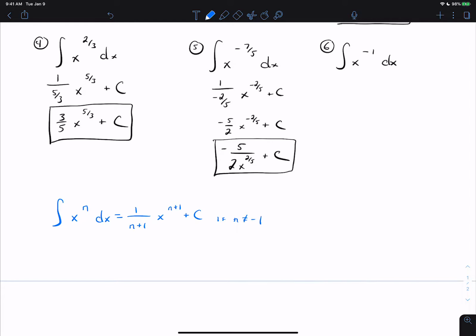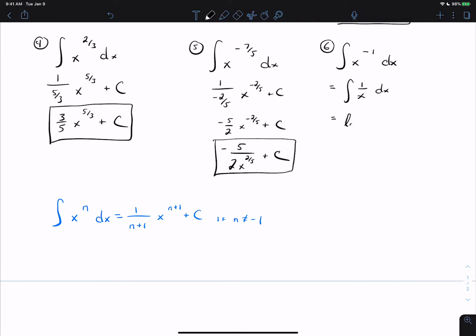That's what we were doing on the first 5 problems. But when n is negative 1, that rule doesn't work. It's easier to think of that problem as 1 over x dx. So when I have x to the negative 1, it's obviously the same thing as 1 over x dx. And if you remember from Calc 1, we're trying to think of a function that you take the derivative of that would give you 1 over x as the answer. And the derivative of natural log x is 1 over x.